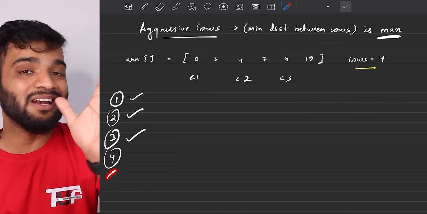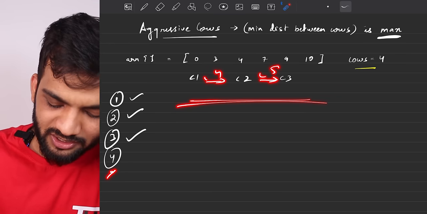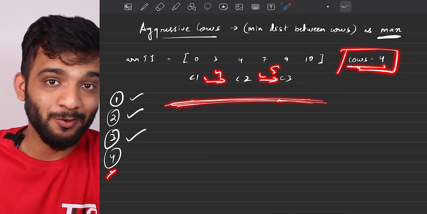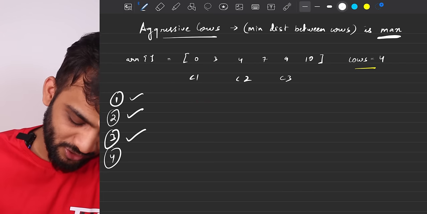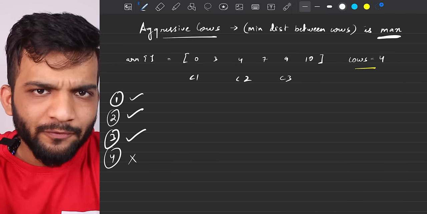So if I maintain a distance of 4, I'm able to make sure the distance of 4 is maintained, but I'm not able to place all cows. Not possible. So what are we observing?